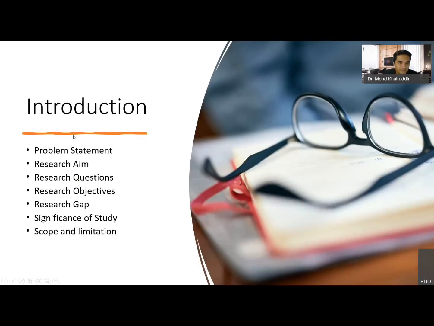So for the introduction, again, you have to explain the problem statement. What is the problem that you're facing in the current situation? Why is your research important? What happens if you don't have this research or action taken, and so on. So you have the research aim, research question, objective, gap, significance of study, scope, and limitation.